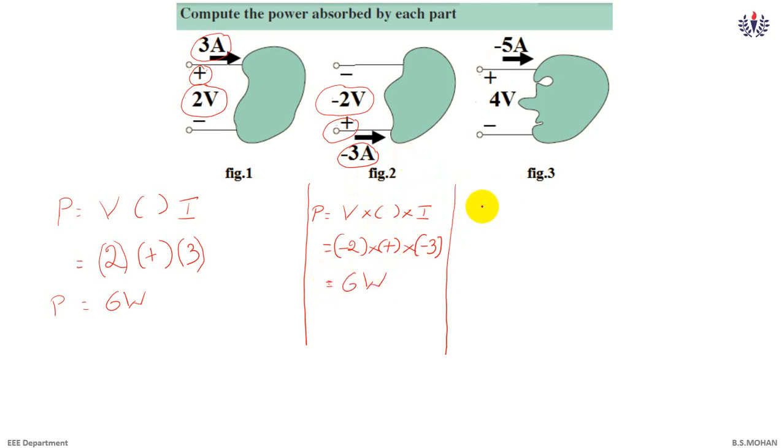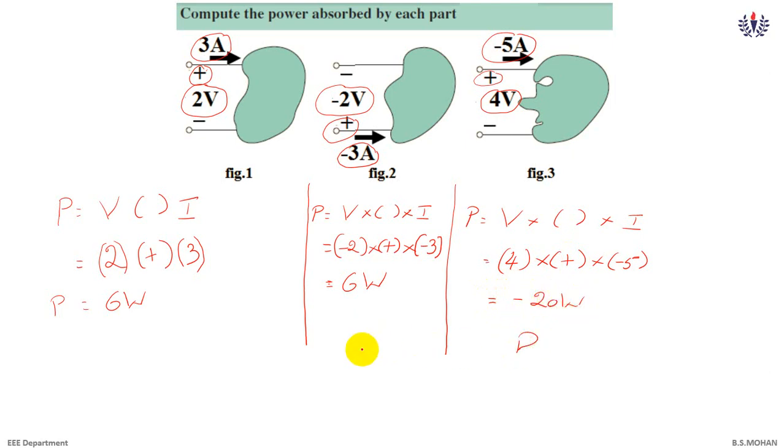Now let's see the last case. The formula is the same: P is equal to V into parenthesis into I. Now what is V? As you can see, V is plus 4, so write down plus 4. Parenthesis we'll see later. And then what is I? I is minus 5, so let's write minus 5. Now what is the parenthesis? Where does the current hit? The current hits the positive terminal first, so we'll write plus here. And now your answer is minus 20 watts. That means this one is delivering, and these two are absorbing energy.